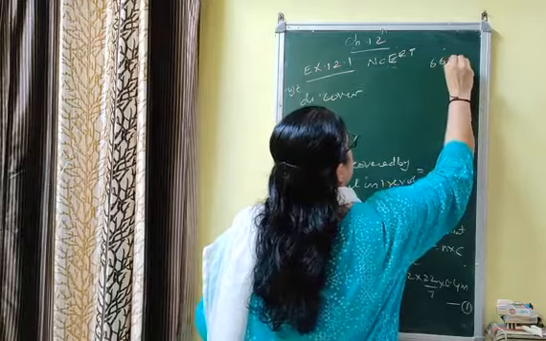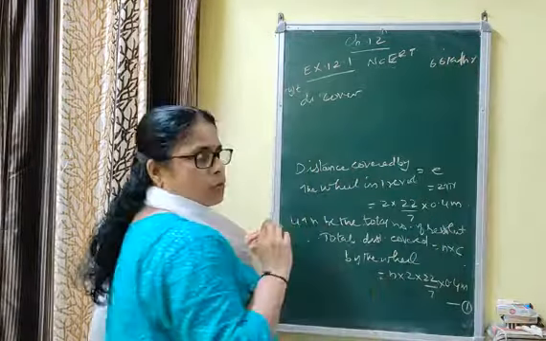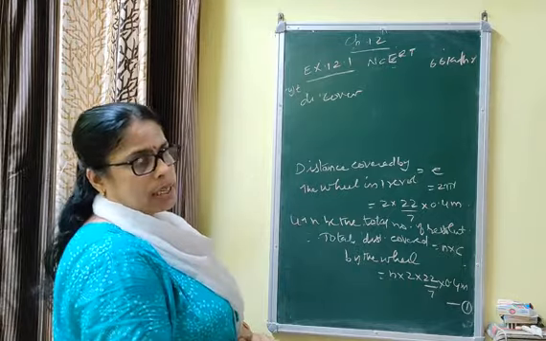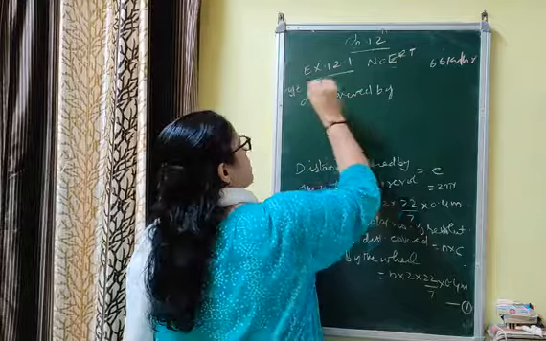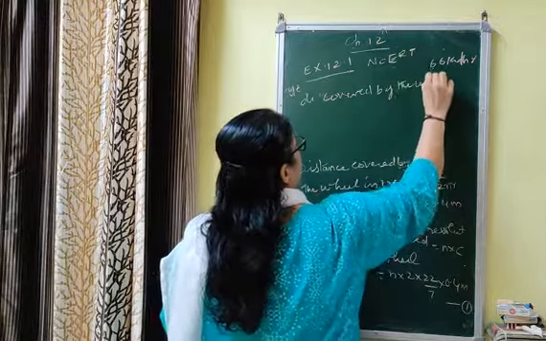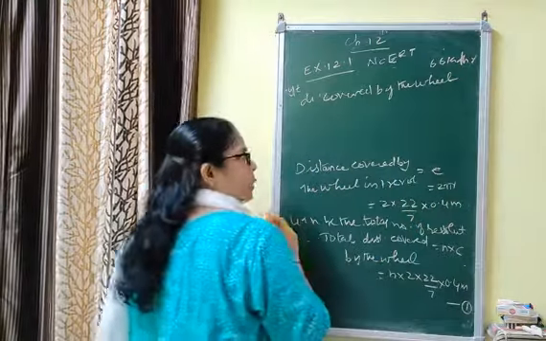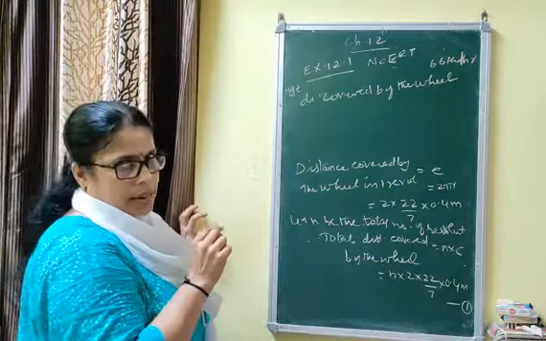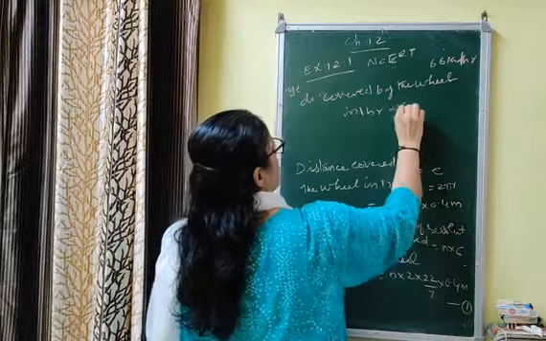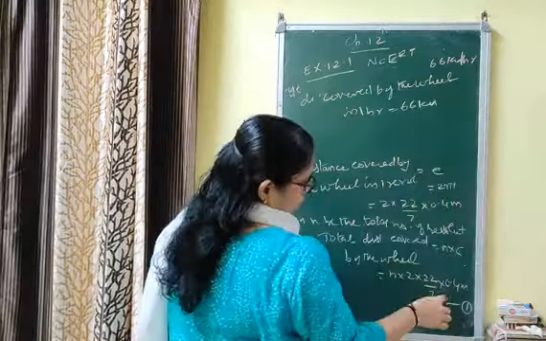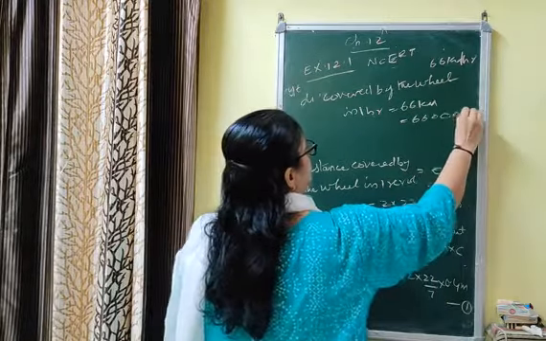Speed is 66 km per hour. That means in 1 hour it is covering a distance of 66 km, but we want the distance in 10 minutes. 66 km per hour means in 1 hour the car is traveling a distance of 66 km. Again we have to change it to meters, that is multiply by 1000, 66,000 meter.